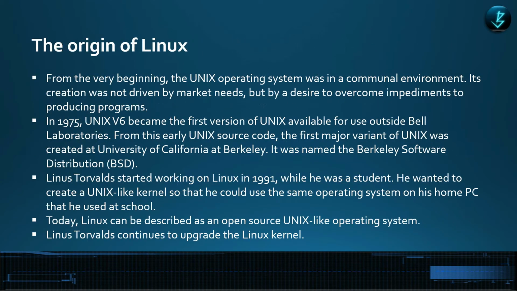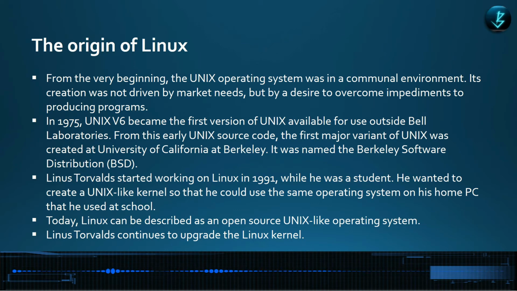The origin of Linux. From the very beginning, the Unix operating system was in a communal environment. Its creation was not driven by market needs, but by a desire to overcome impediments to producing programs. In 1975, Unix v6 became the first version of Unix available for use outside Bell Laboratories. From this early Unix source code, the first major variant of Unix was created at the University of California at Berkeley. It was named the Berkeley Software Distribution, BSD.